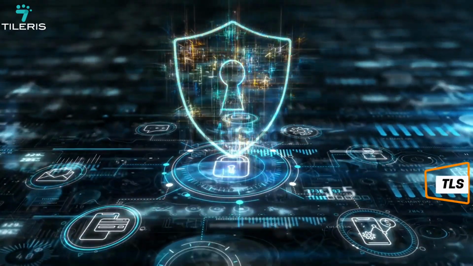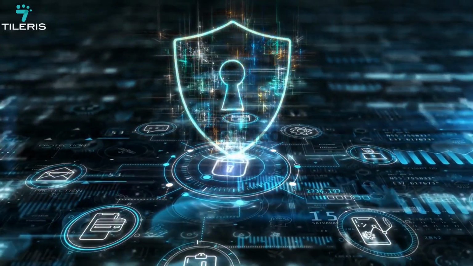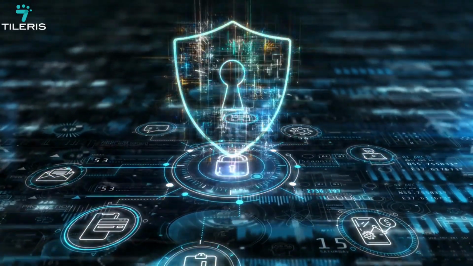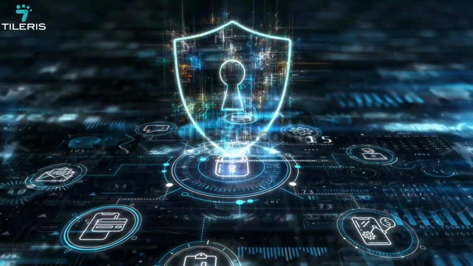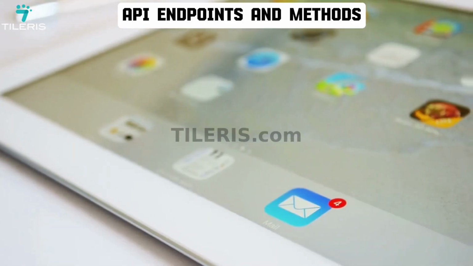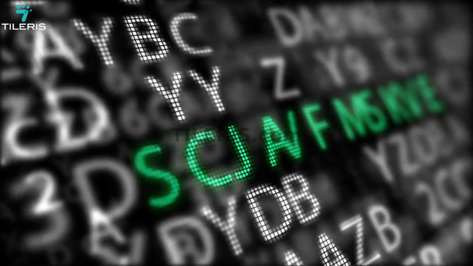Finally, TLS, while not encryption for content, ensures that your data travels securely between servers during transmission. This is a must for all reputable email encryption services. API endpoints and methods. Let's talk about how APIs actually work.